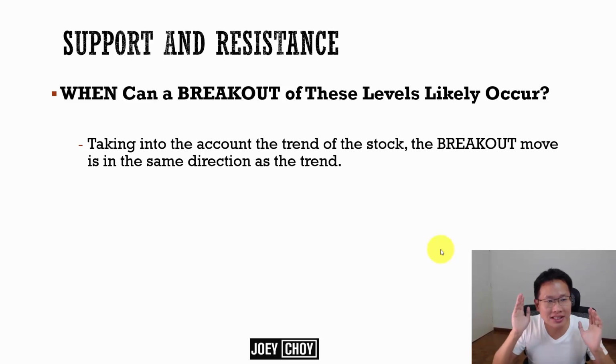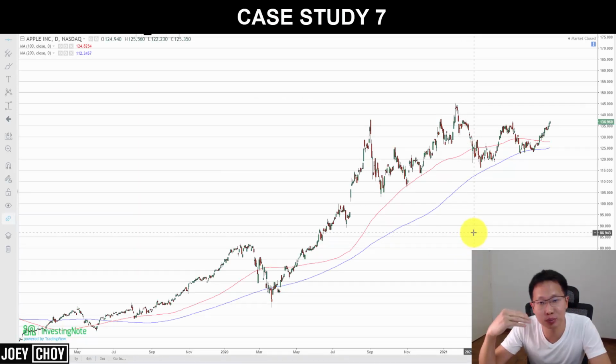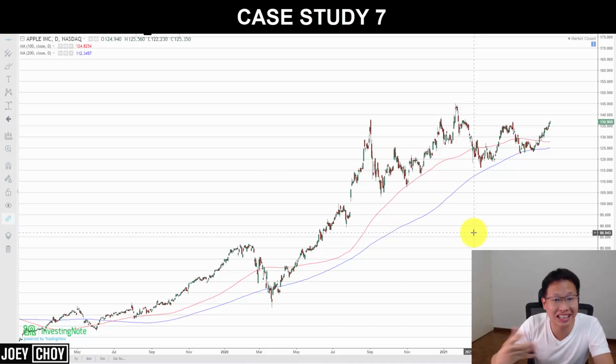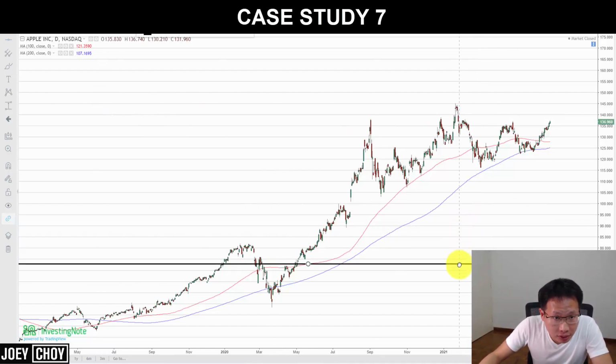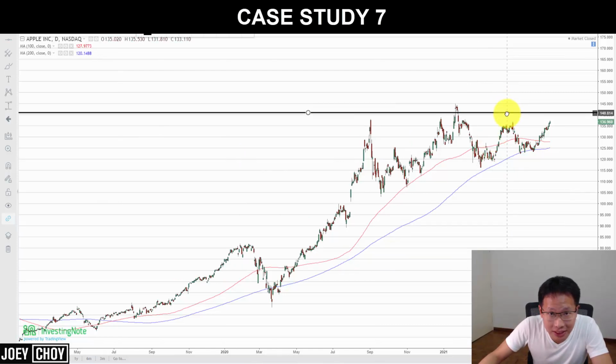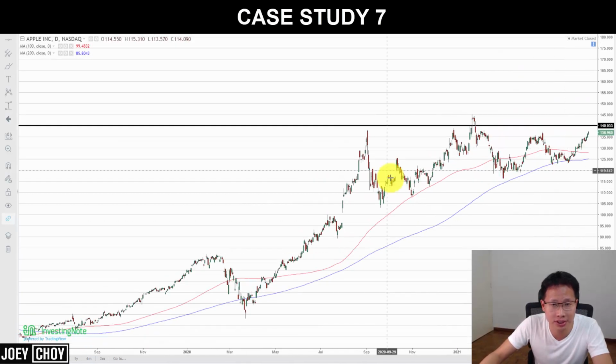Okay, so let's take a look at some live case studies and put into action what we have just covered. Let's see in this case study whether we can spot any of those breakouts, with prices pushing higher in an uptrend. So this is Apple right here. Let's draw the horizontal support and resistance level. I think there would definitely be a line right here at about 140. If we look at the big picture, you can see this is where we are.